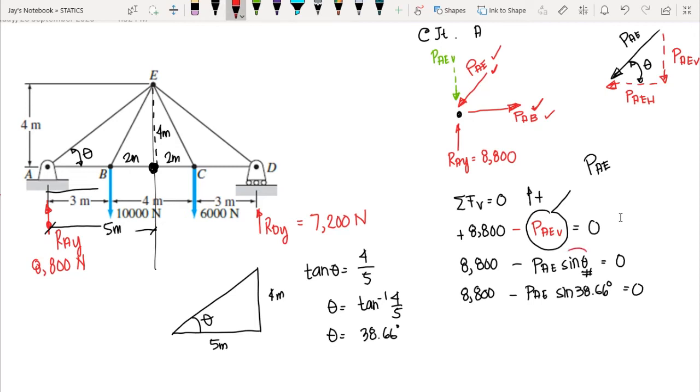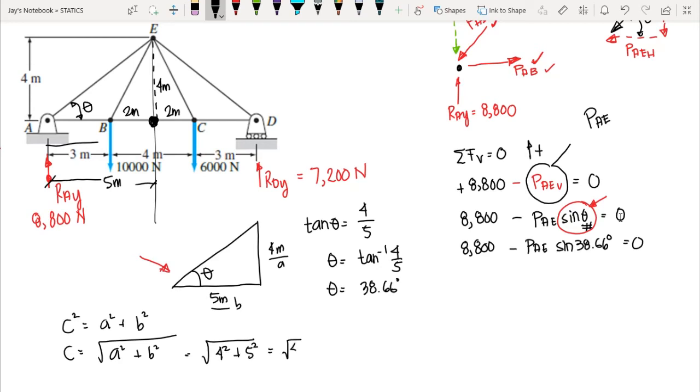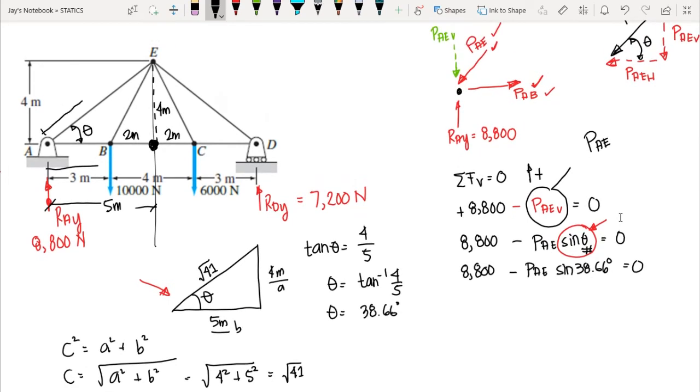But another way is we substitute sine theta here as a value. Hindi na tayo gagamit ng angle. How are we going to do that? Going back to this triangle, the hypotenuse is c squared equals a squared plus b squared from the Pythagorean theorem. So c is equal to the square root of a squared plus b squared, where this one is our a and this one is our b. That is the square root of 4 squared plus 5 squared, and this gives us the square root of 41. That is the length of our member AE. So member AE has a total length of square root of 41, or approximately 6.4 meters. But for exactness, we use the radical instead.